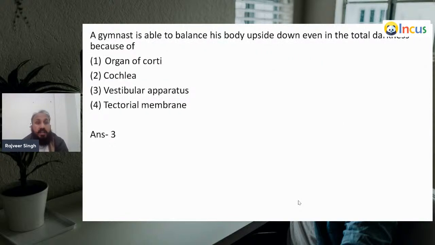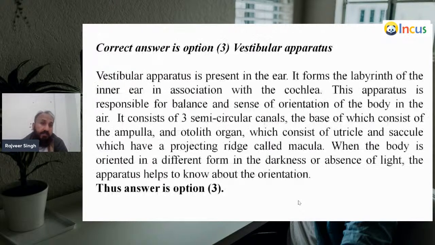Next: a gymnast is able to balance his body upside down even in total darkness because of the organ of Corti, cochlea, vestibular apparatus, or tectorial membrane. As we know, the organ of Corti is the organ of hearing, and the cochlea is only for hearing, but the vestibular apparatus, yes, definitely, this is the popular one and it is used for balancing the body upside down.